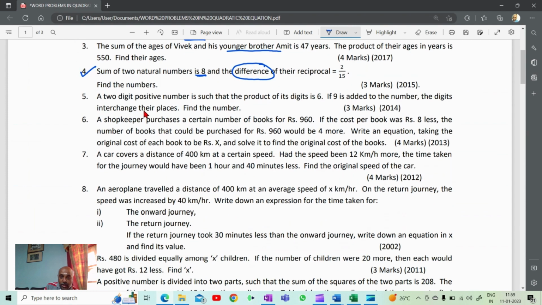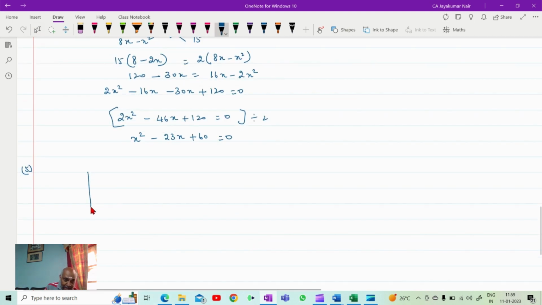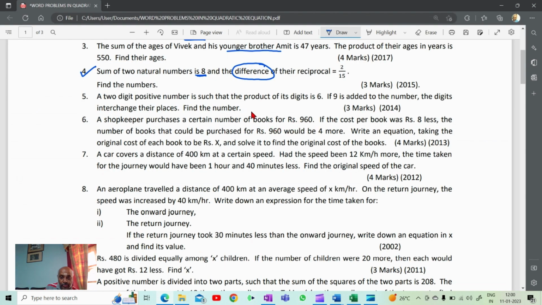Question 5. A two-digit number is such that the product of its digits is 6. So it's a two-digit number, which means one digit will be in the tens place and the other digit will be in the units place. Say this is the tens place and this is the units place. When you multiply the two digits, the product should be equal to 6.